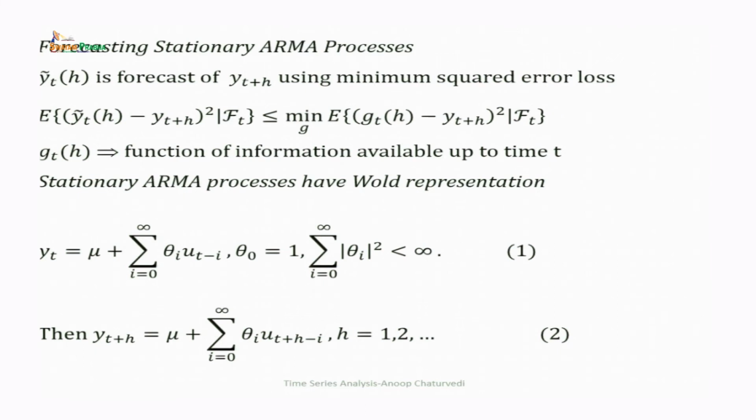Now, using the Wold decomposition, you can write y t in this form: mu plus summation i equal to 0 to infinity theta i u t minus i. Then y t plus h is equal to mu plus summation i equal to 0 to infinity theta i, where you just replace this t by t plus h.